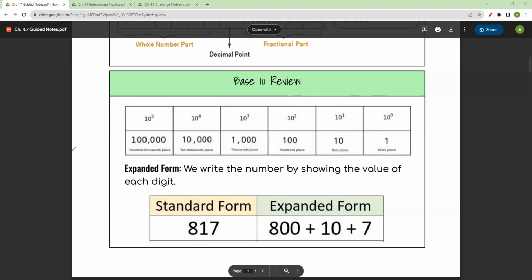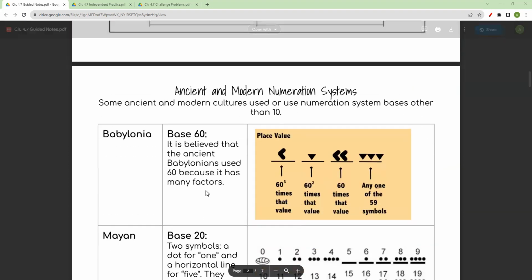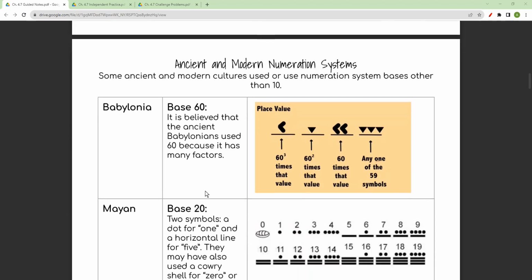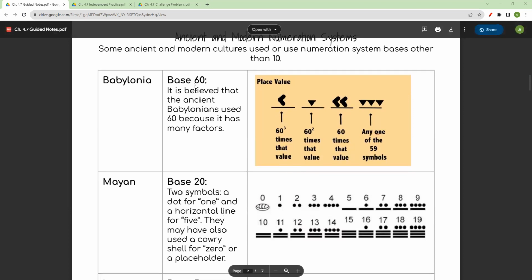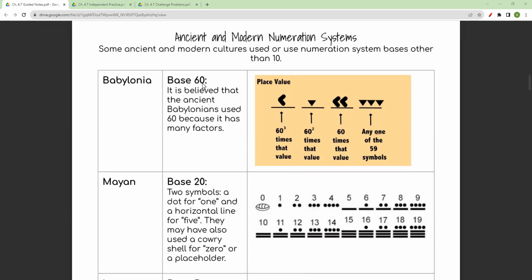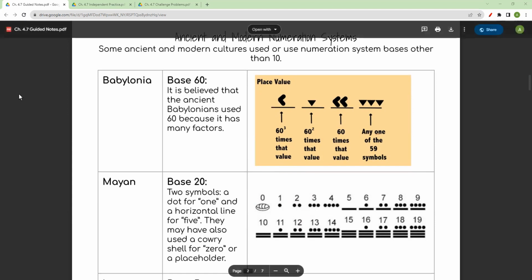However, there are some different numeration or number systems. Some are ancient and some are modern. For example, in Babylonia, they used base 60. It's believed that they used this because it has many factors. This is a high-level overview of what they used. They used symbols, and anytime they moved their place value to the left, they were multiplying by 60. So instead of using 10, they used a base 60 system.